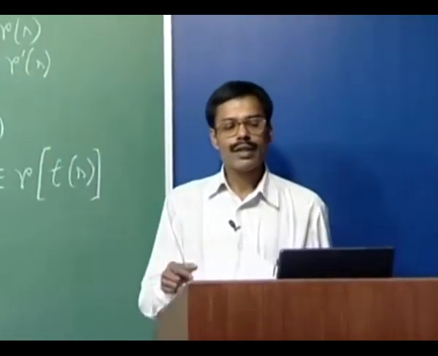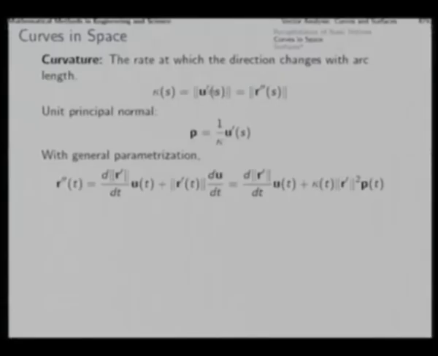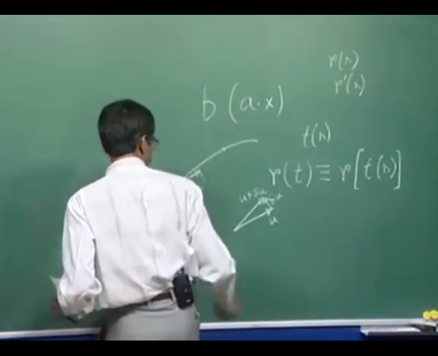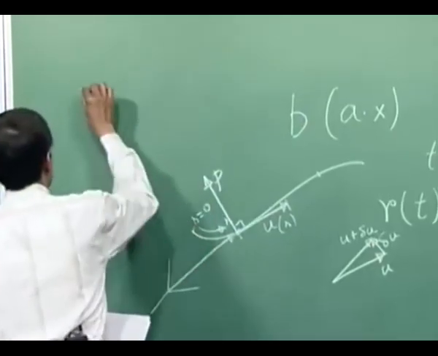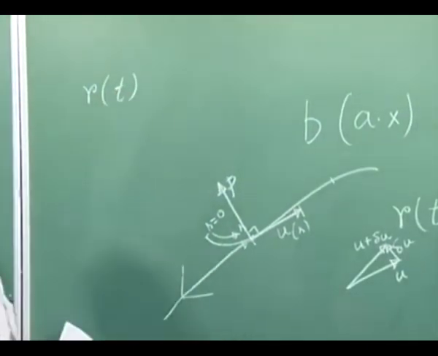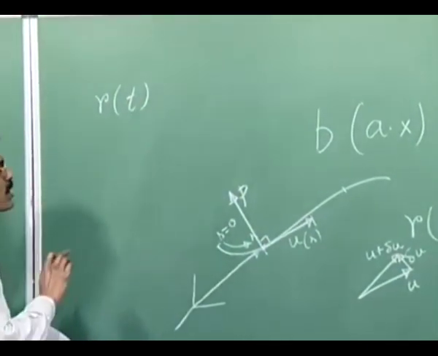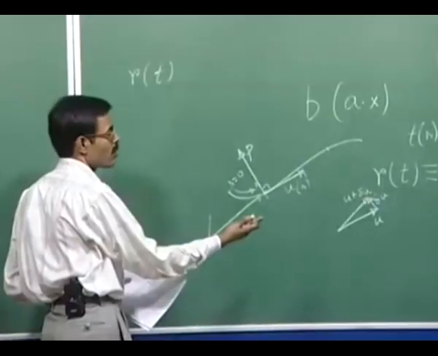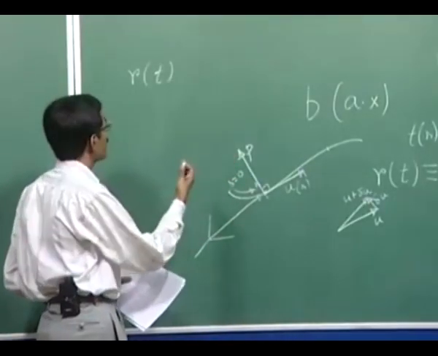Now, this is easy for a representation with respect to arc length as the parameter. In the case of a general parameterization, in which we use the parameter t, not the arc length, for this curve, you will find that it will not be so easy to derive the expressions for the principal normal and the curvature function.